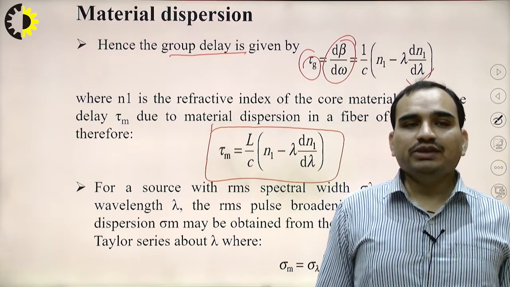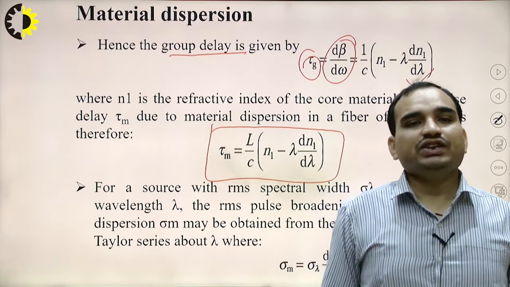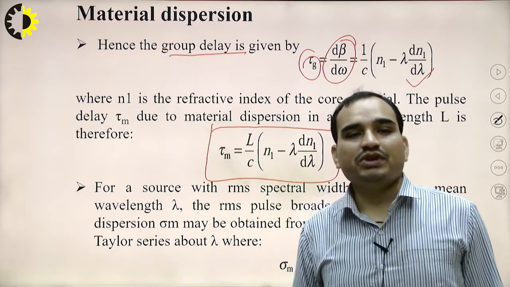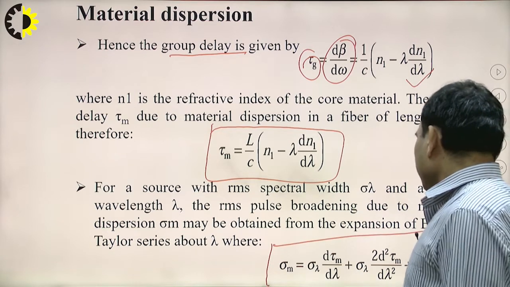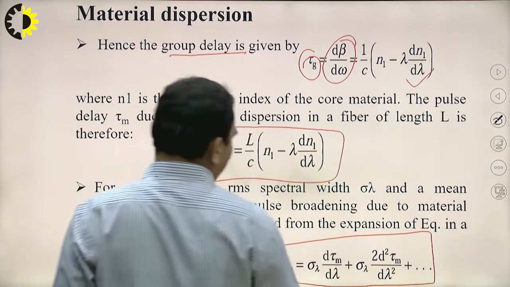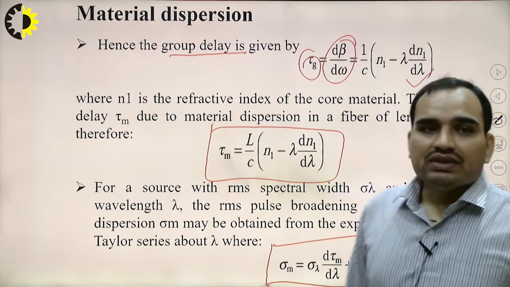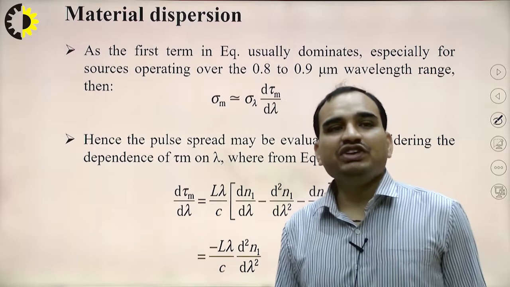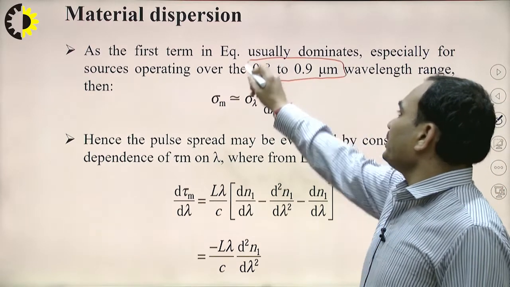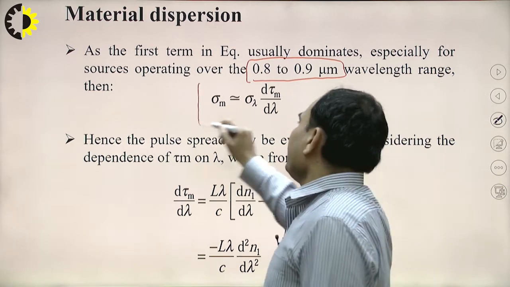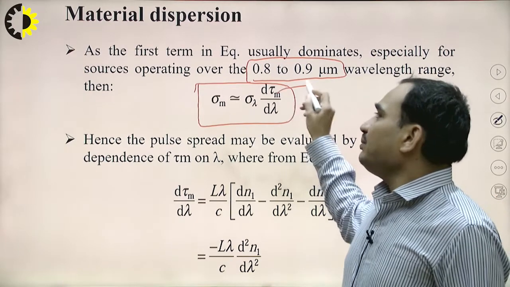For a source with RMS spectral width sigma lambda and a mean wavelength lambda, the RMS pulse broadening due to the material dispersion, sigma m, may be obtained from the expression in a Taylor series with lambda. Here sigma m is given by sigma lambda d tau m by d lambda, plus sigma lambda squared d2 tau m by d lambda square, and so on. The first term usually dominates, especially for sources operating in the 0.8 to 0.9 micrometer wavelength range, so sigma m is approximately equal to sigma lambda d tau m by d lambda.